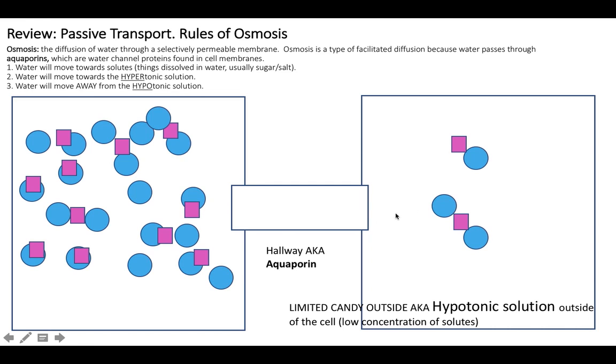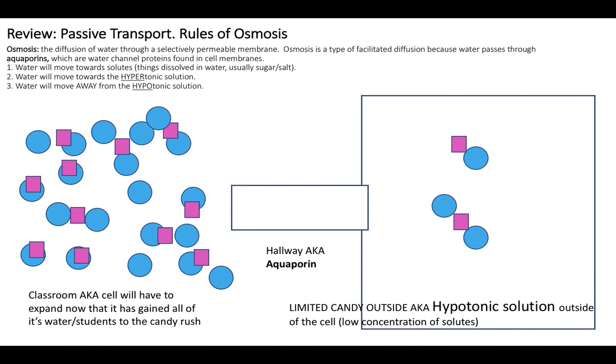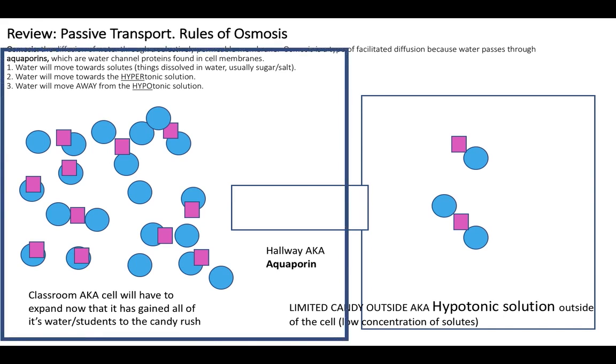So all the water molecules rush to this side. Now what's going to happen to my classroom or cell? It's going to have to get way bigger to accommodate all of my new students, okay? So my cell is now this giant square here. It has expanded, so that way it can accommodate all of the new students. And then within this cell, these water molecules, these students attached to the candies, they would spread out as well.